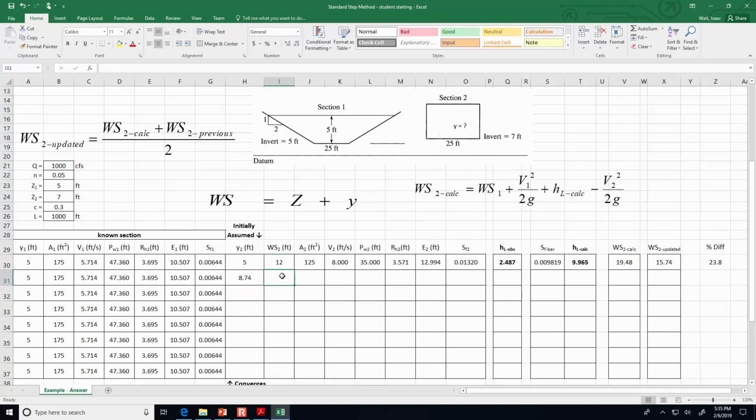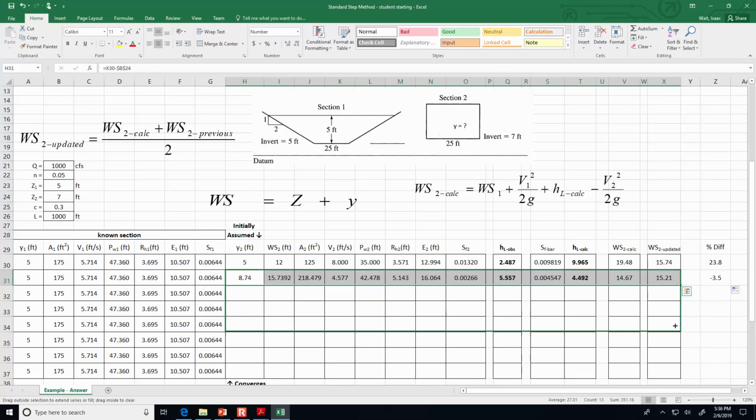So now what we can do, this is the nice part, is we can just highlight all of these, including the percent difference, and drag it down. What it does is it calculates everything based on this better guess, and you'll notice that the updated and the original are pretty close now, and our percent difference is only 3.5%. So our guess improved. If we do it again, we can highlight all of it and drag it down again. Let's do it 3 times.